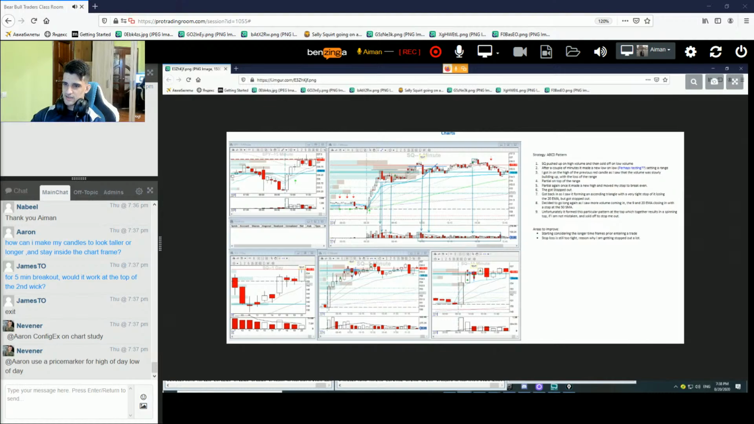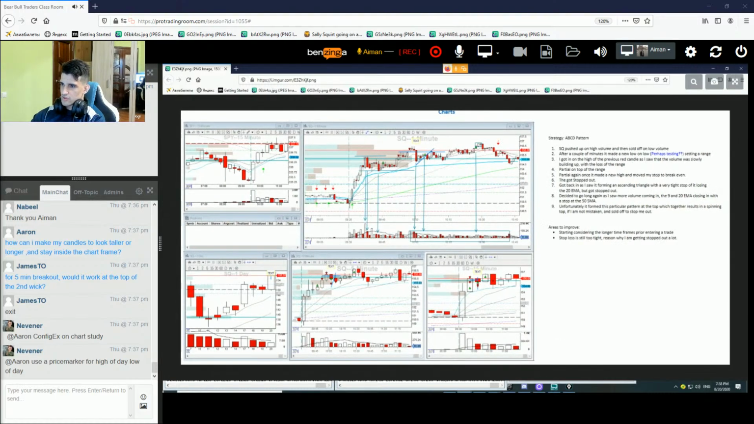Now let's see this trade. For Rose, ABCD pattern, SQ pushed up on high volume. This is it right here. And it sold off on low volume. This is the pullback, guys, and you see it's being sold off on low volume. I like how you're analyzing this. After a couple of minutes, it made a new low on perhaps retesting.